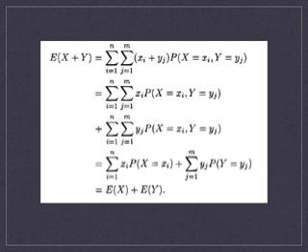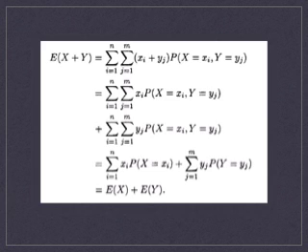which is equal to the double summation over i from 1 to n and j from 1 to m of xi times the probability of X equals xi and Y equals yj, plus, if we replace xi with yj, the same double summation times the probability of X equals xi and Y equals yj, which is equal to the summations.